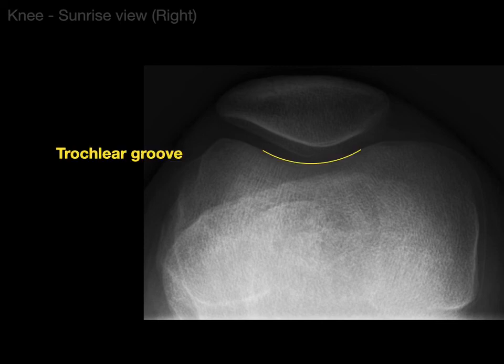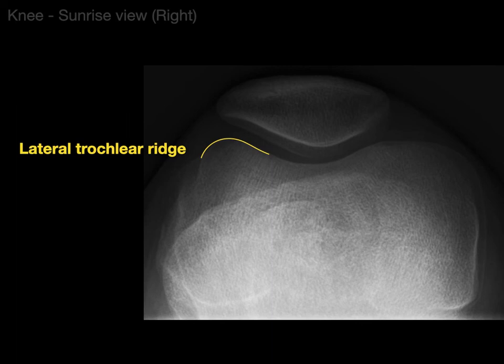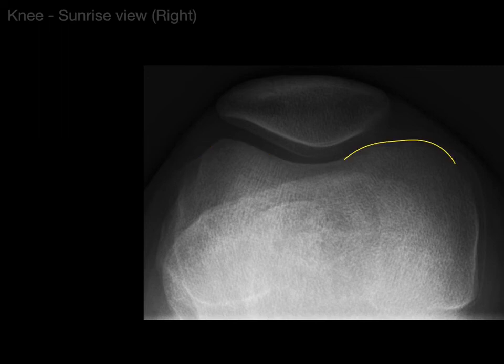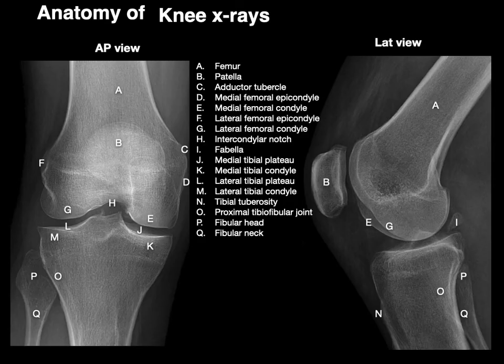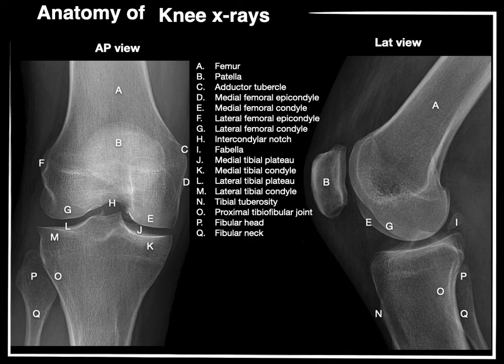That part of the femur is called the trochlear groove. Trochlear means pulley, because that's what's showing there. And there we have the lateral trochlear ridge, which is lateral to the trochlea, and it's basically part of the edge of the lateral condyle of the femur. And there we have our medial trochlear ridge, which is part of the border of our medial femoral condyle. And that, my friends, is the anatomy of the knee joint, of knee x-rays, in a nutshell.